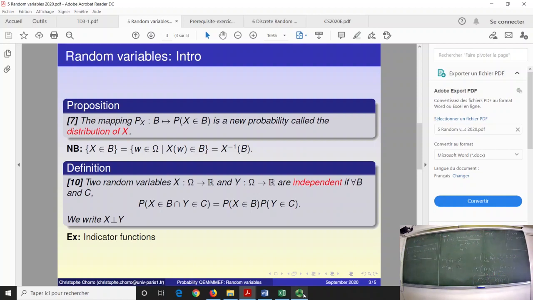So why introduce this? Because here, you have this term here. In fact, I can also write this one as the probability of X minus 1 of B. That's exactly what I have reminded here. And my job is to prove that I have a new probability, that PX defined this way is a probability.